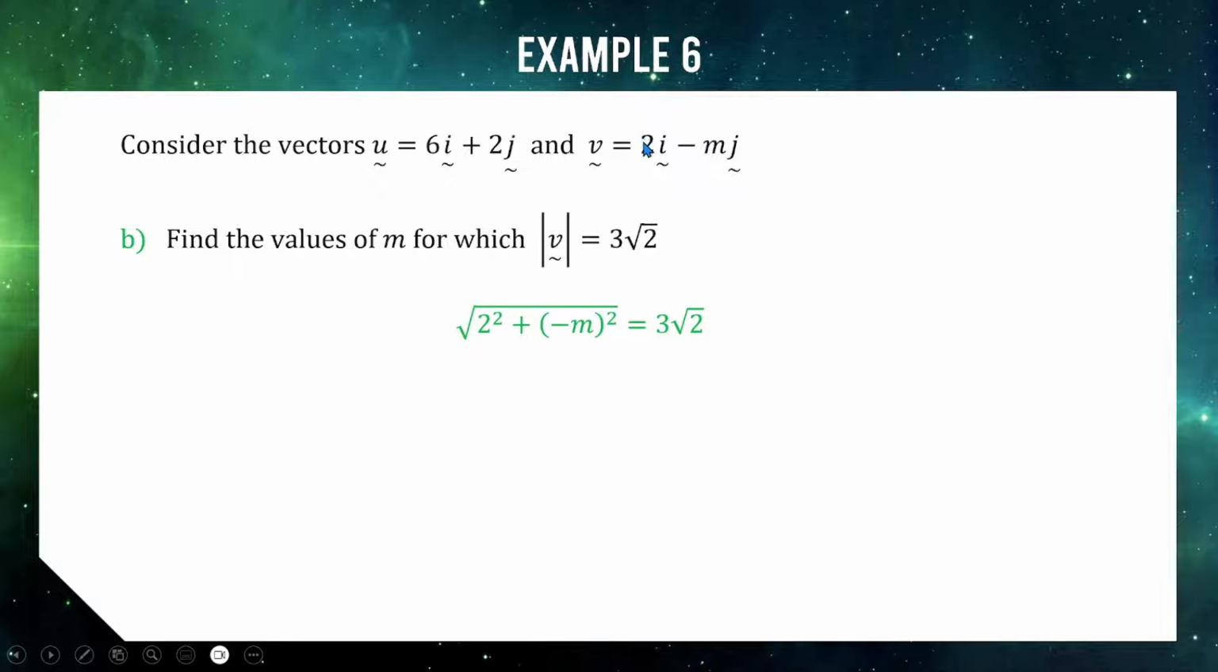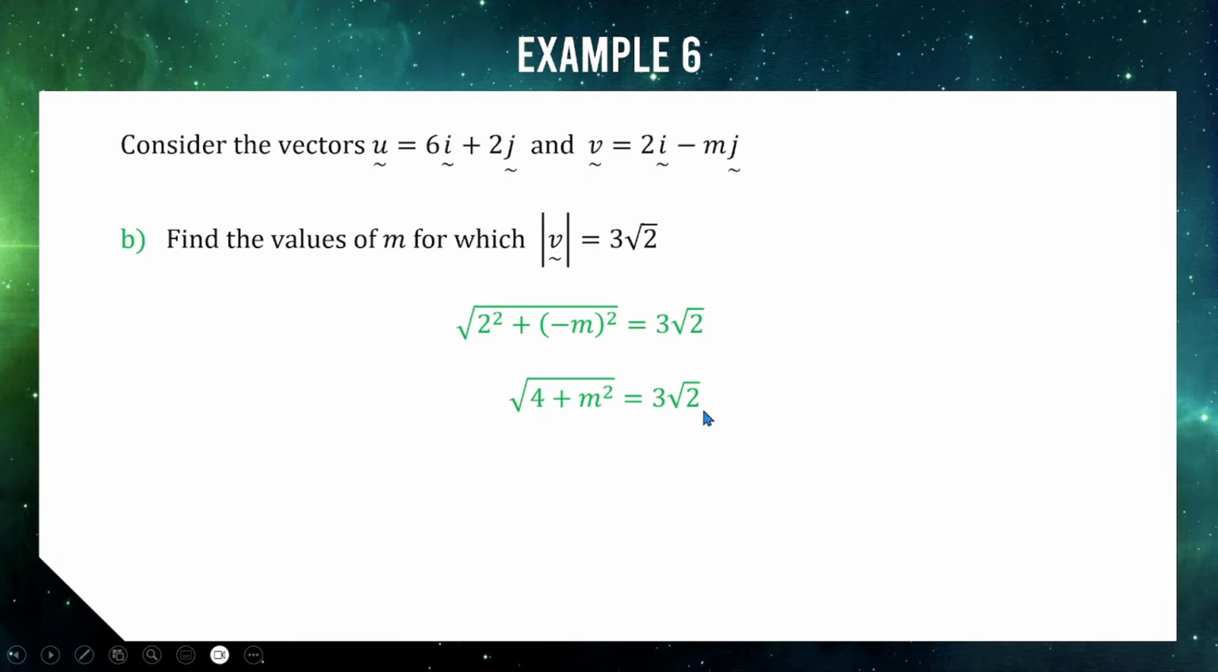So magnitude, x component is 2, vertical component is negative m. So we're taking those two and we're squaring them. We're adding them together and we're taking the square root to find the magnitude. So this turns into 4. This turns into positive m squared. So we get the square root of 4 plus m squared. Now we're setting this equal to our magnitude, which is 3 root 2. And we're going to solve this for m.